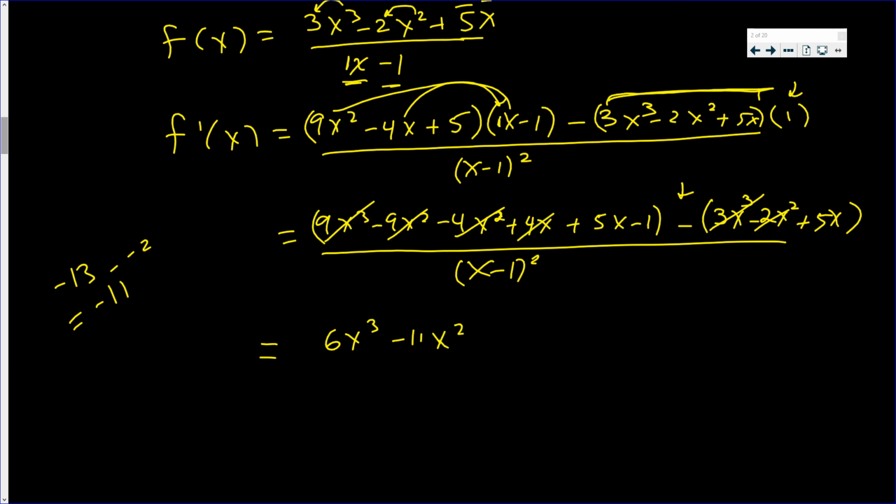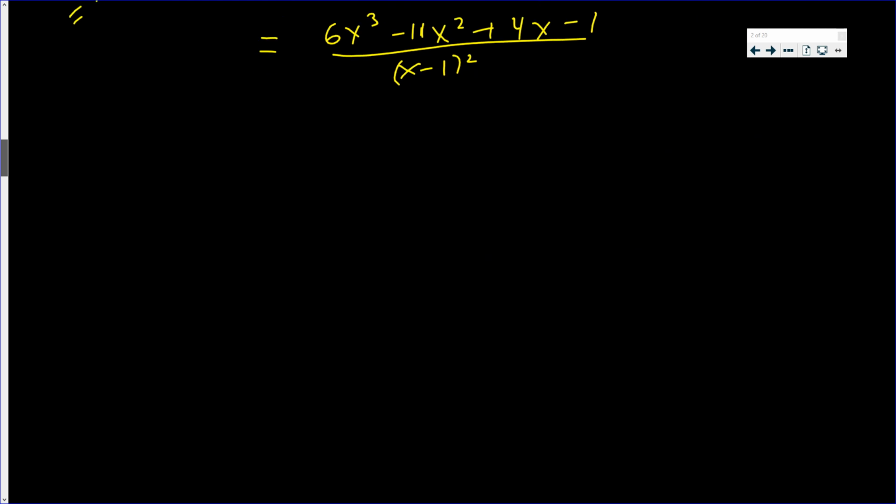You have 4 x's and you add 5 x's, that's 9 x's, and you are taking away 5 x's, that leaves you with 4x. Don't forget the minus 1. All of this is over x minus 1 squared, and that is your derivative. How about we try a few more?